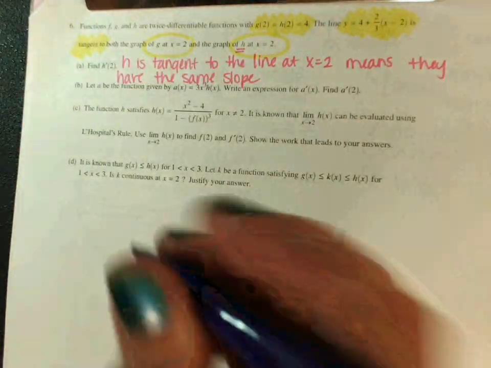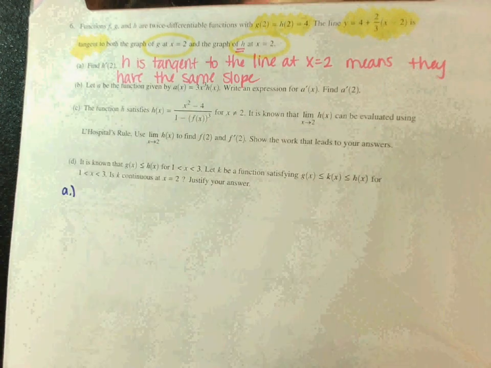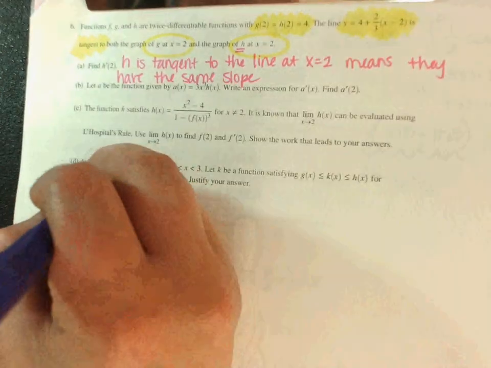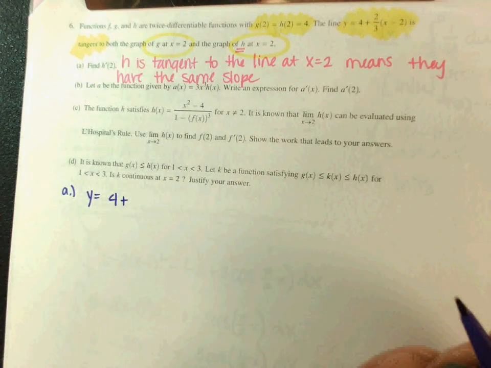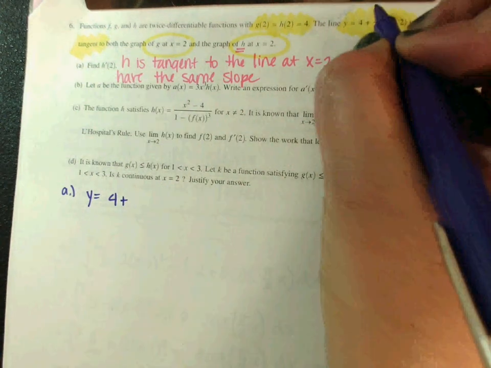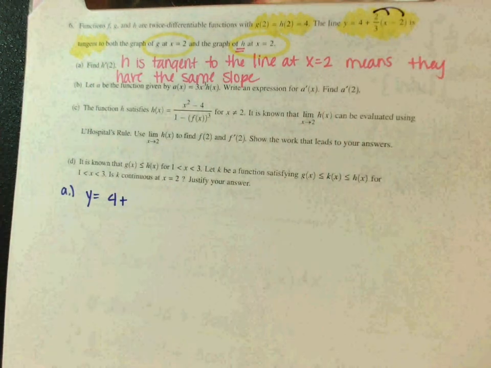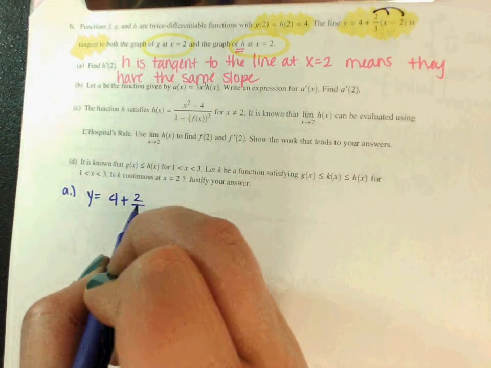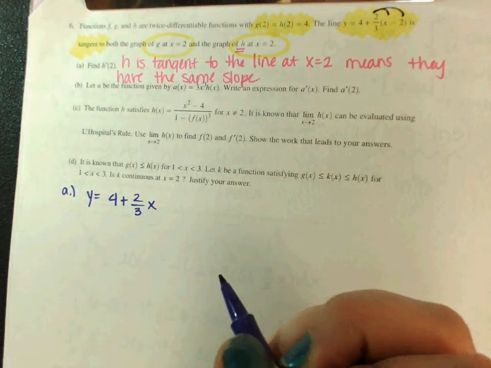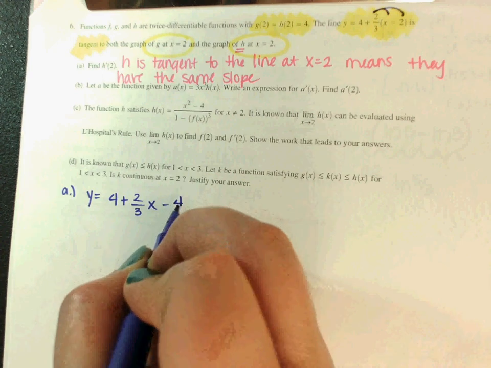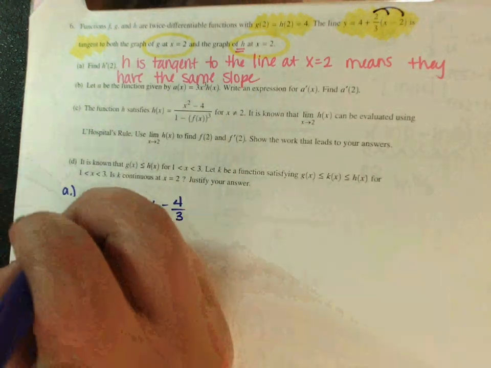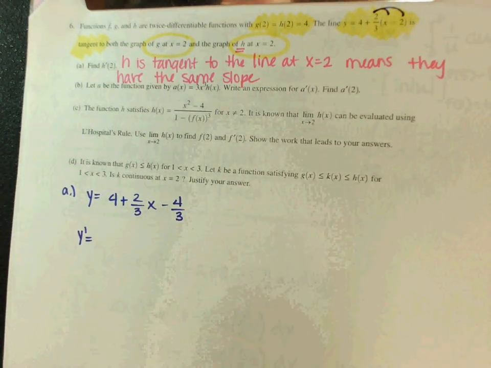So for part A, the first thing that I'm going to do is rewrite my equation of my tangent line. I'm going to have y equals 4 plus, and then I'm going to take my 2/3 and multiply it into that x minus 2. So I'll have 2/3 x. 2/3 times minus 2 is minus 4/3.